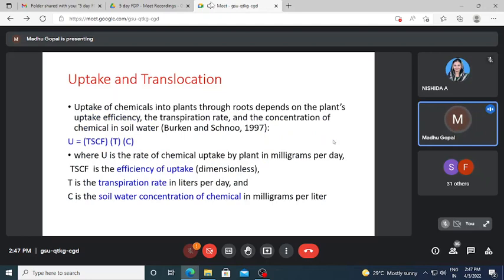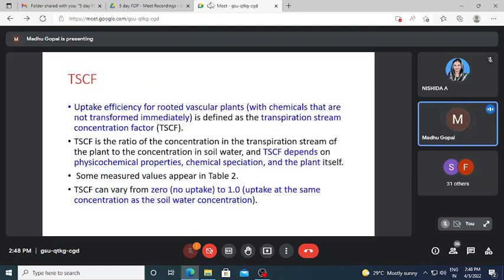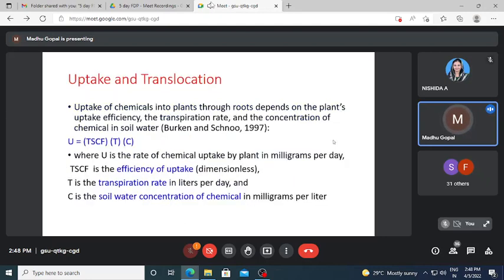And there is an empirical relationship. This uptake of chemicals into plants through roots depends on three factors. One is the plant's uptake efficiency, represented as TSCF, the transpiration stream concentration factor. It's a dimensionless quantity. T is the transpiration rate in liters per day, and C is the soil water concentration of the chemical in milligrams per liter. This way we can calculate the rate of chemical uptake by the plant.